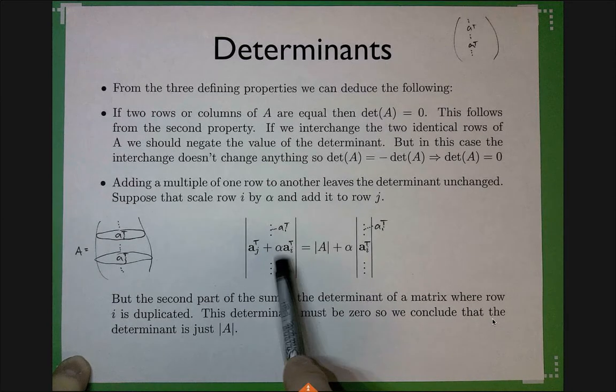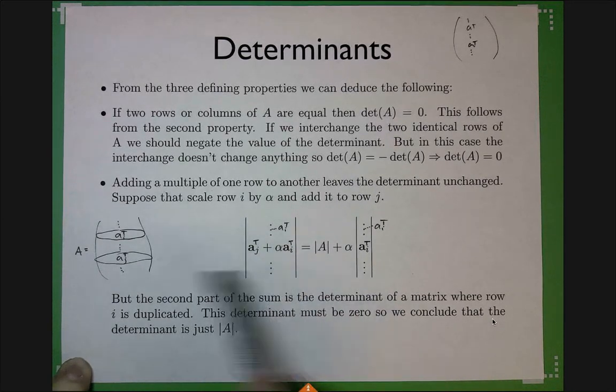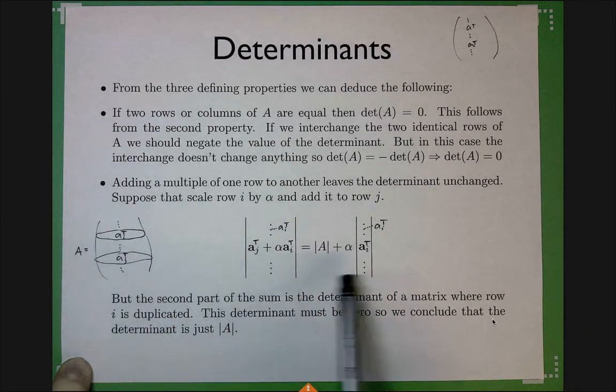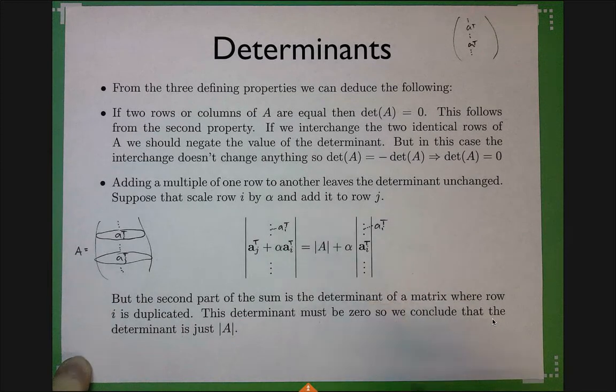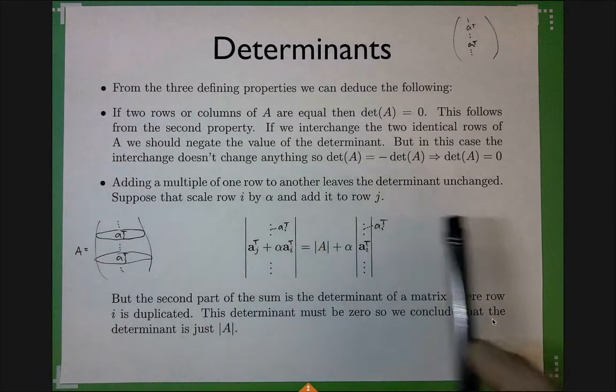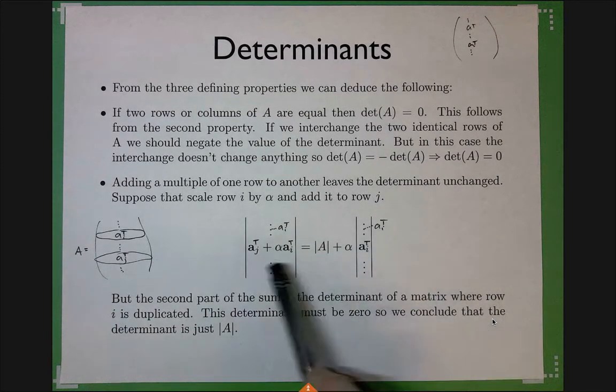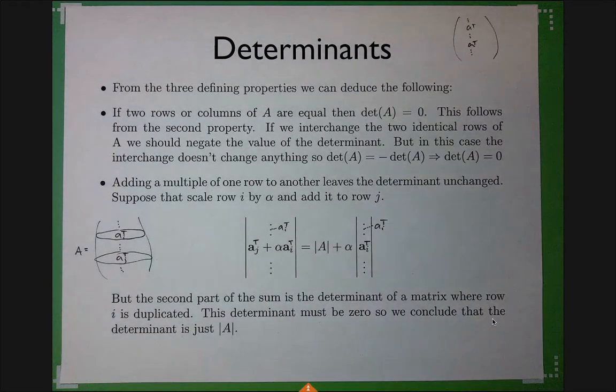So I claim that the determinant of this matrix, where I did this operation, is exactly the same as the determinant of the matrix A I started with. And this is true because of the linearity, right, of the determinant.